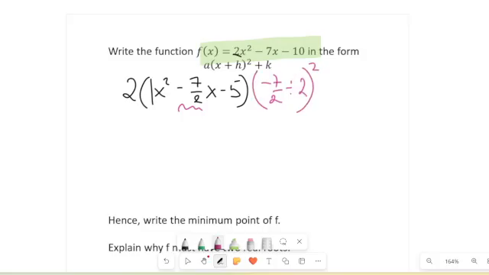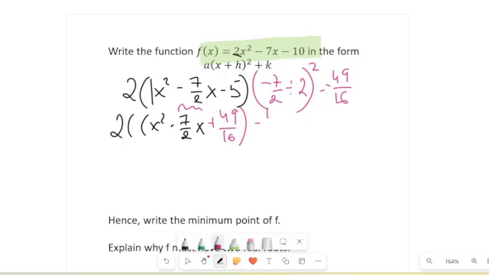So you can put that like this into the calculator if you don't know what that is, and that will give you just 49 over 16. So then again, I write everything, x squared minus 7 over 2x, and then I add 49 over 16, close the brackets, take away 49 over 16, and then minus 5. We factorize this.